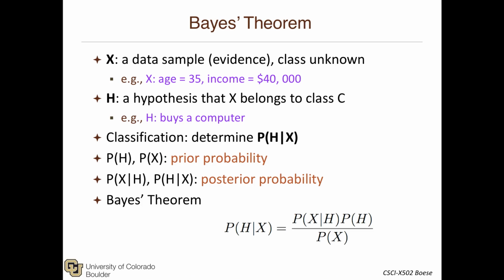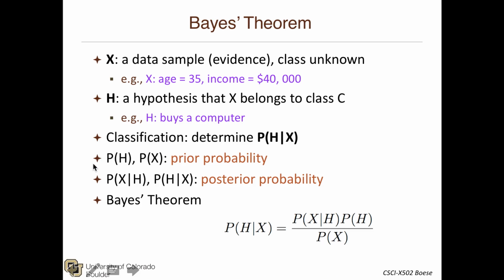So with Bayes' theorem, let's say we have X is some data sample that we have, and we don't know what the class is. So this is the new data that we're trying to classify. So X in this case is a customer whose age is 35 and income is 40,000. And then we have H, which is our hypothesis that X belongs to a particular class. And in this example, it could be using the data where they bought a computer or not. So we're trying to classify, given X, what's the probability that they purchased a computer?